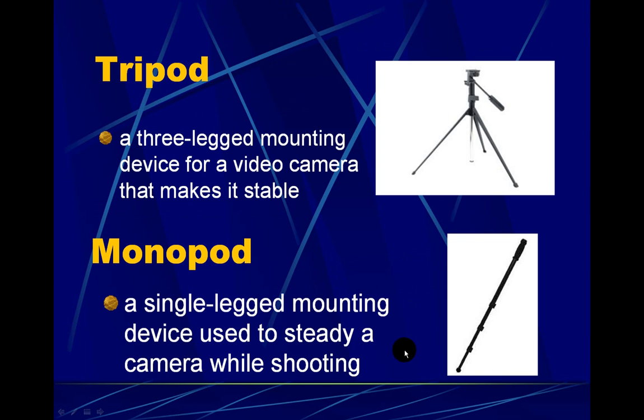So there's a few things that we can mount a camera to. The first one is called a tripod. Tri meaning 3, and that's a 3-legged mounting device for a video camera, making it stable. And then you also have an option of a monopod. We have a couple of those in our lab available for use, and that single-legged mounting device is used to steady a camera while shooting. Obviously you can't walk away from it like you can a tripod, but if you're just going out and getting a few quick shots and you want to keep the camera from shaking, a monopod isn't a bad thing to use.